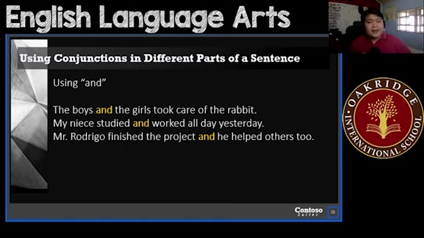Using and, I have three examples here. The boys and the girls took care of the rabbit. My niece studied and worked all day yesterday. Mr. Rodrigo finished the project and he helped others too. Here we have three different ways of using and, or more commonly, the coordinating conjunctions. We have this one to combine different subjects, like boys and girls, or combine different predicates like studied and worked. And then you also have coordinating conjunctions that combine different independent clauses, like Mr. Rodrigo finished the project and he helped others too.